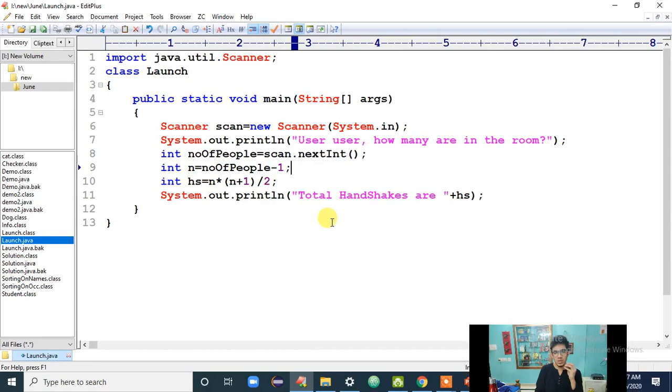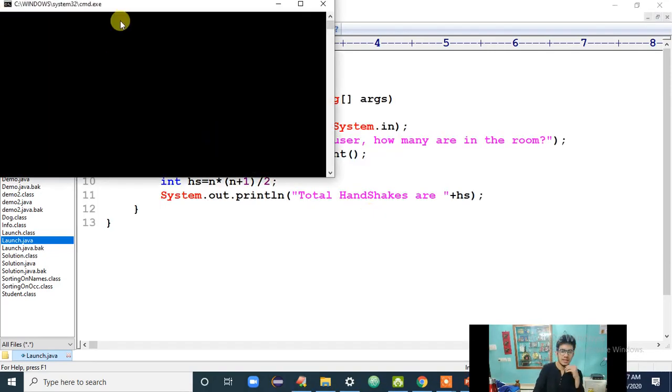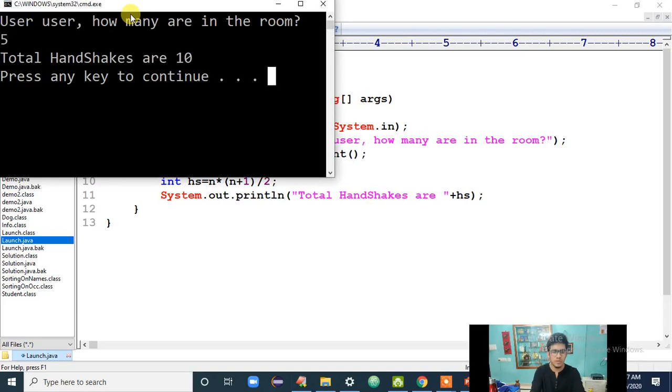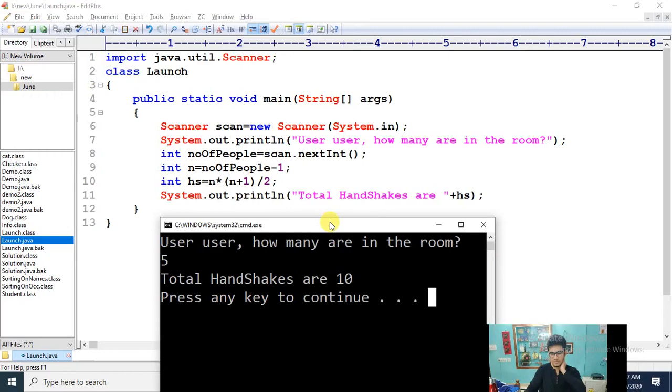Okay. So I want you to take this screenshot, maybe with the output also, so that you will have full clarity here. So how many people are in the room? 5 people are there. So total handshakes are 10. Please take this screenshot. So this was actually an aptitude question, right? But this is how you have to think.